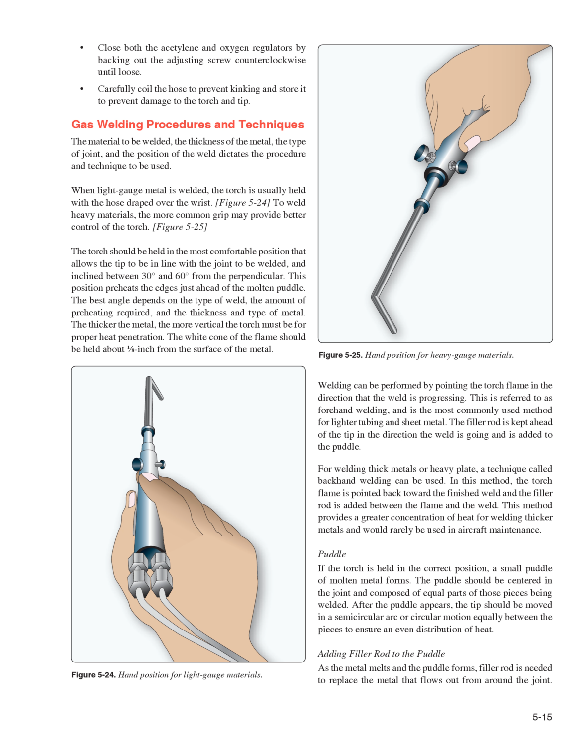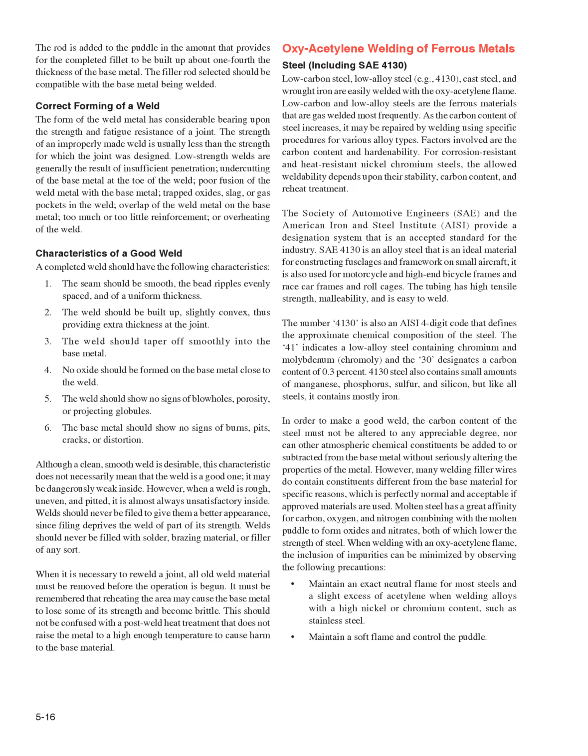Adding filler rod to the puddle. As the metal melts and the puddle forms, filler rod is needed to replace the metal that flows out from around the joint. The rod is added to the puddle in the amount that provides for the completed fillet to be built up about 1/4 the thickness of the base metal. The filler rod selected should be compatible with the base metal being welded.